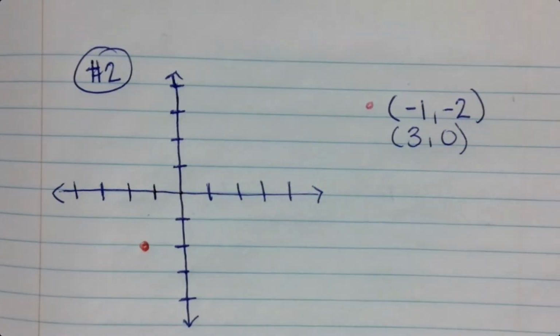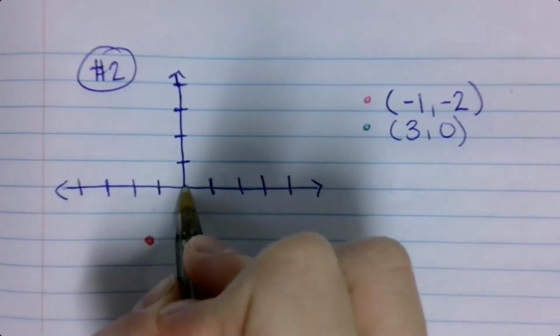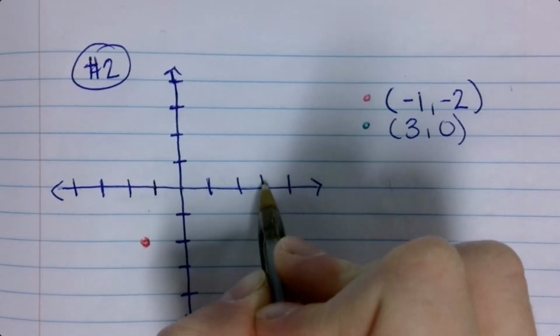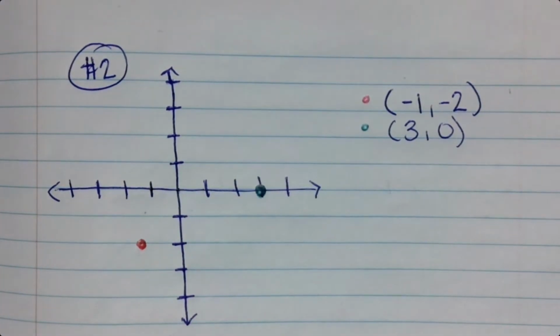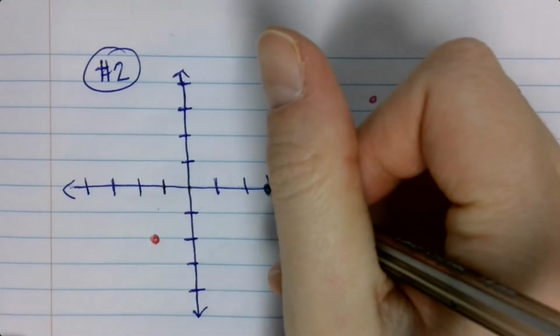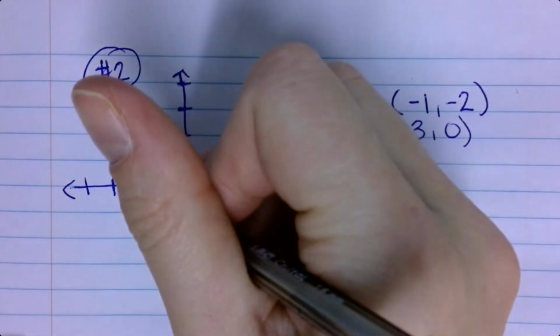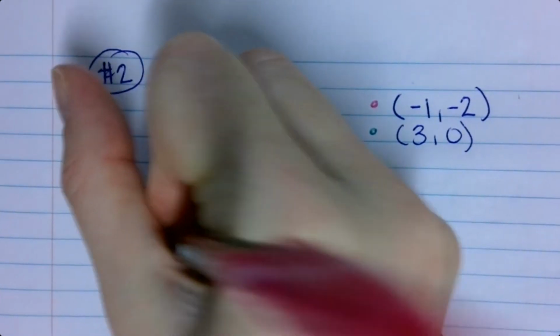Our second point, again, if you know how to plot it, then plot it, go for it. 3, 0 would be on the x-axis, 1, 2, 3 to the right because it's positive, and I'm not going up and down. So it would just be right there. Oopsies, I guess I plotted my pink point a little bit to the left, didn't I? It should be right there.